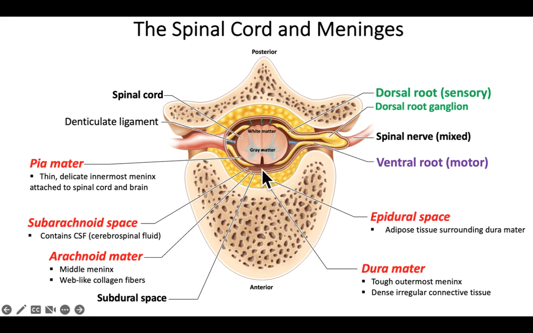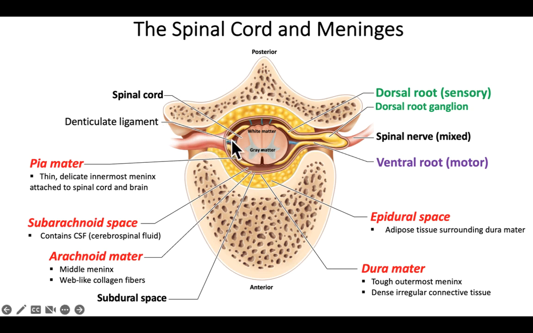Then if we go through that space, we will finally hit a layer that's physically attached to the spinal cord. That's the pia mater. So we got dura, arachnoid, and pia. The pia mater is very thin, very delicate. It's the innermost layer of the meninges, and it's physically attached, in this case, to the spinal cord. When we look at the brain, it's going to be attached to the brain. So those are collectively considered your meninges.